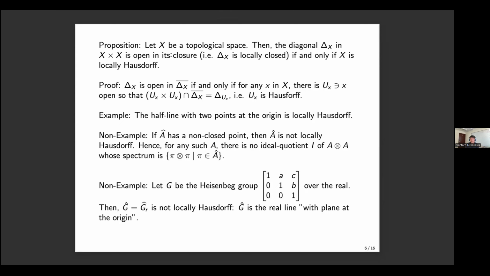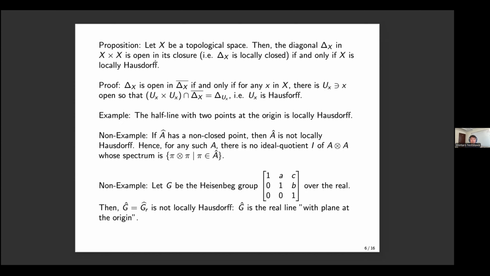Okay, but let me start with this simple topological fact, which I didn't know before. X is a topological space, and consider the diagonal. And consider the property that the diagonal is open in its closure. It's the same as saying it's locally closed. Then this holds if and only if X is locally Hausdorff. I mean, you might think, oh, this is tautological, because the diagonal of X is closed if and only if X is Hausdorff. So of course, it's locally closed if and only if locally Hausdorff. If you're satisfied with that, that's fine. But in case you wonder, this is just a proof.